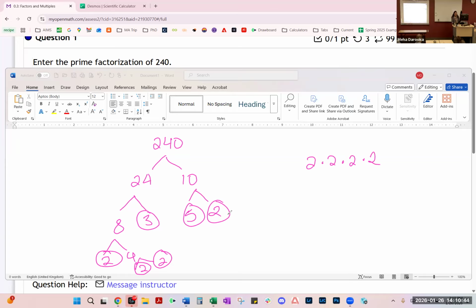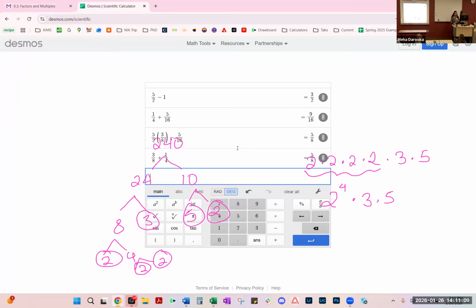So 1, 2, 3, 4. I'm seeing 1, 3, and 1, 5. So 2, 2, 2, 3, 5, 2. Yeah. And you can actually use exponents to write any repeating number. So since we have 4 of these guys, you can write it as 2 to the 4th power times 3 times 5. And when in doubt, again, you can just do a quick check on your calculator.